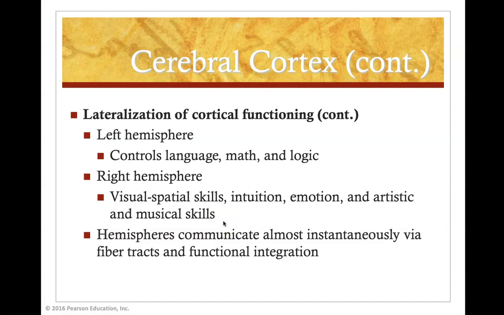So again, an example of a left-handed person would have these hemispheres flipped, the dominant hemisphere is flipped. So in a left-handed person, language is going to be in the right hemisphere. Math and logic is going to be controlled by the right hemisphere. And the left hemisphere then will be associated with visual, spatial skills, emotion, artistic abilities, musical talents, things like that. Okay, so just flip-flopped. And these hemispheres obviously communicate with each other almost instantaneously via these special integration fiber tracts that we'll talk about coming up here.